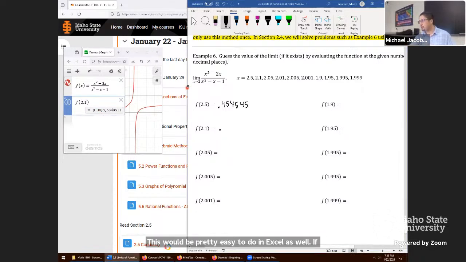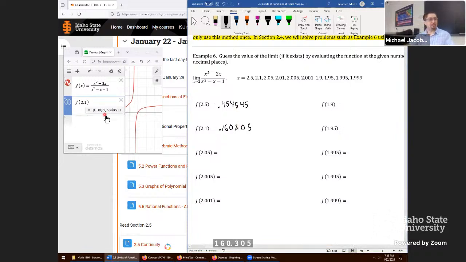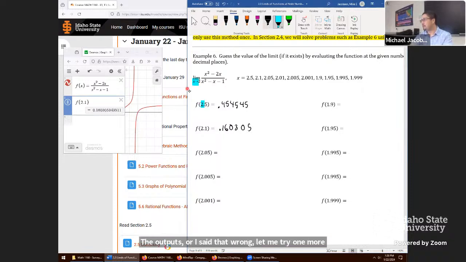Then the digits go 0.160305, if I'm copying those in. I'm actually really bad at copying, which is strange. So let me know if I copy them incorrectly. We'll correct the record right away. So as we get closer and closer to 2, these outputs here appear to be getting closer and closer to potentially 0. It's already close to 0 on the second step. Now let's try 2.05.